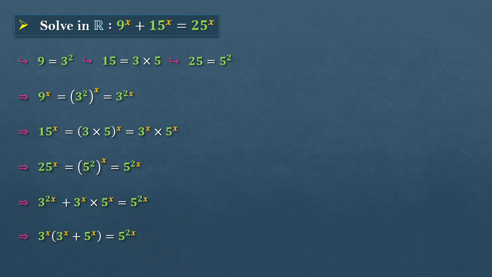Now we divide both sides of the equation by 3 to the power of x times 5 to the power of x. This step is valid because these quantities are strictly positive. After simplification, the equation becomes 3 to the power of x divided by 5 to the power of x plus 1 is equal to 5 to the power of x divided by 3 to the power of x. This simplifies further to the quantity 3 divided by 5 to the power of x plus 1 is equal to the quantity 5 divided by 3 to the power of x.